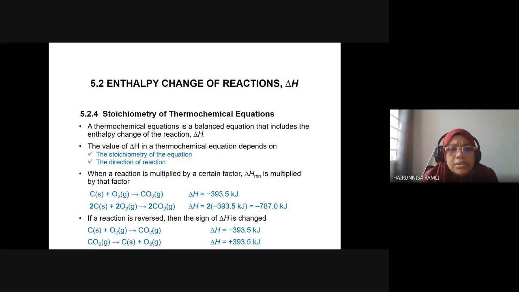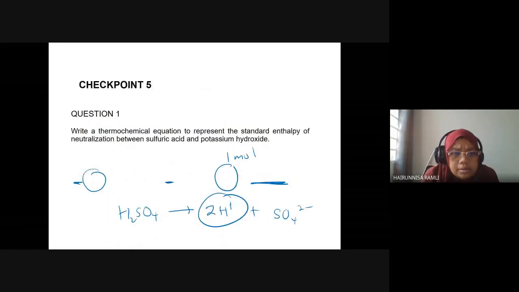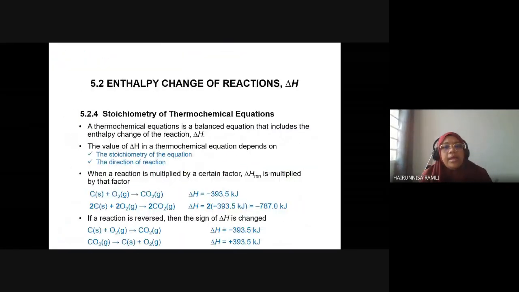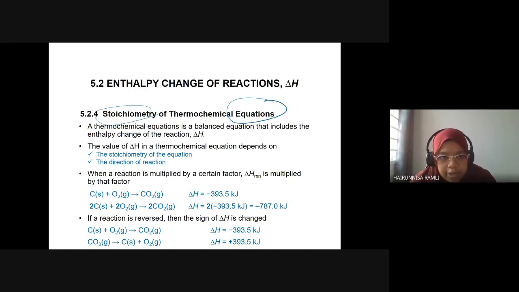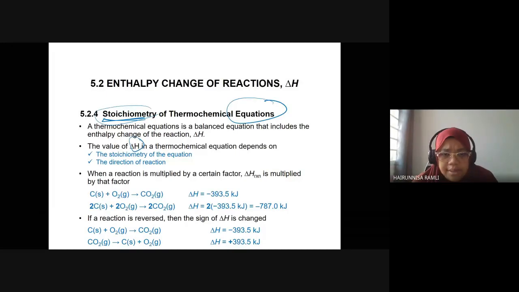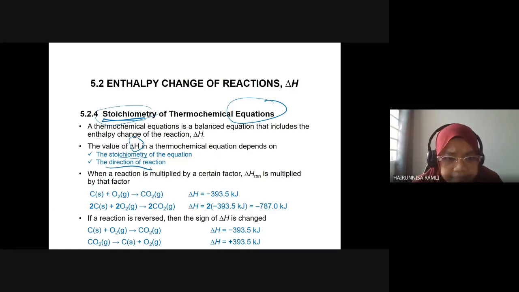Okay, what is the time now? Okay, 4:04. So, tadi kita masuk subtopic baru, subtopic 5.2.4, the stoichiometry. Bila kita ada equation, of course kita boleh relatekan dengan stoichiometry. Ratio between reactants and product, reactants dengan reactants, product dengan product. Ada stoichiometry lah, ratio kat situ eh. So, the value of change of enthalpy depends on the stoichiometry of the equation and also the direction.